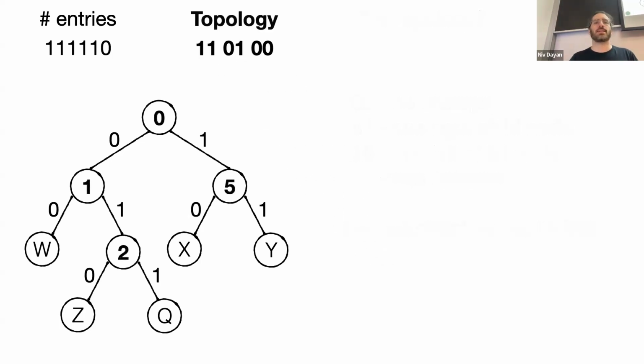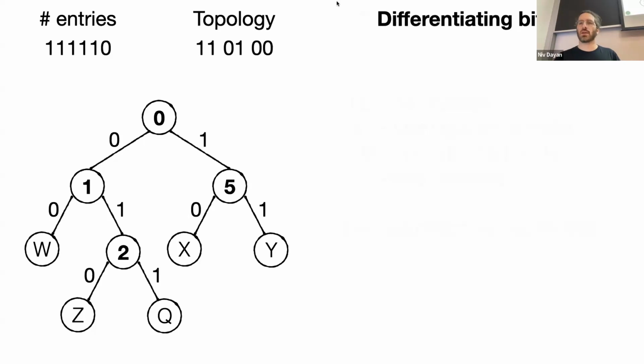Excellent. So now we have the structure of the trie. Now we need to encode the actual contents of each one of these trie nodes. That captures the differentiating bit offset that the trie node represents. So how should we encode that?